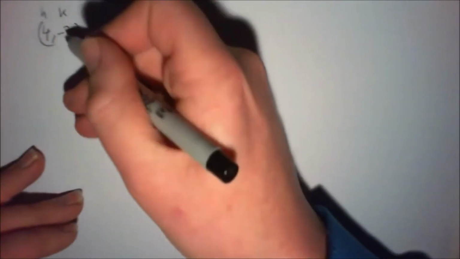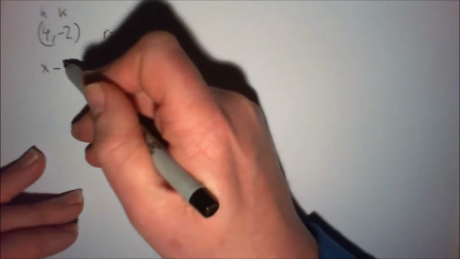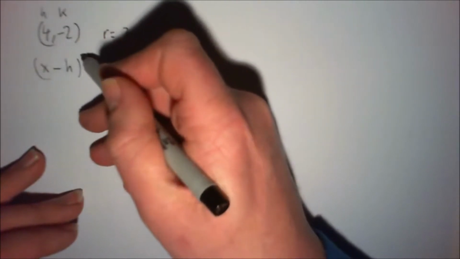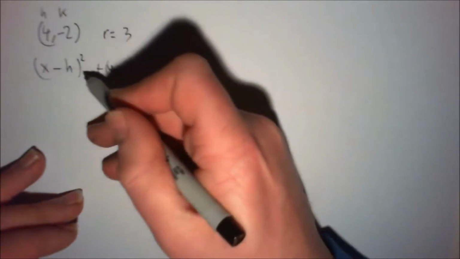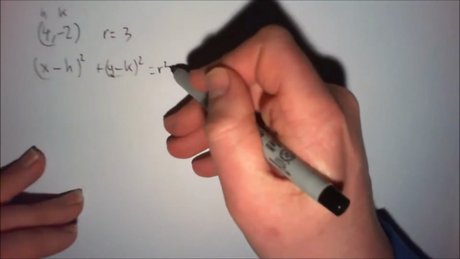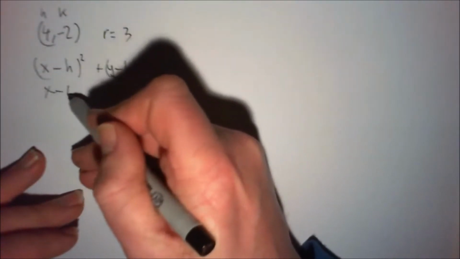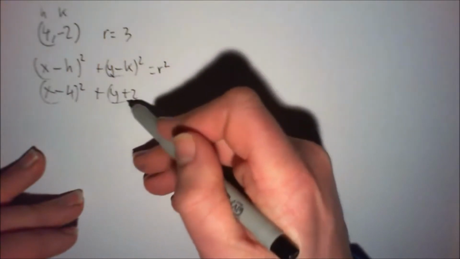Well, in general, we label this h and k, and the formula which I showed you last day is x minus h squared plus y minus k squared. Remember, those negatives are built in, so any other negatives, you'll have to accommodate them, is equal to r squared. So in this case, it's going to be x minus 4 squared plus y plus 2 squared is equal to 9.